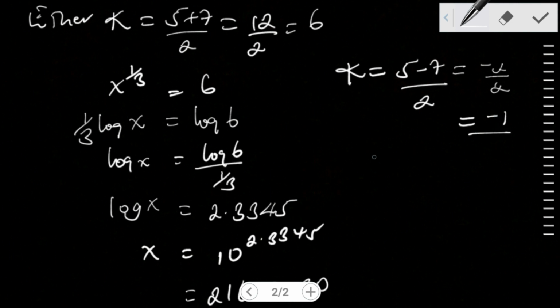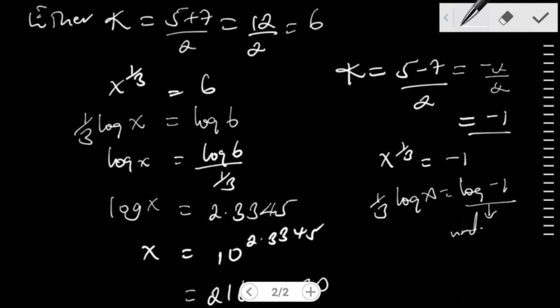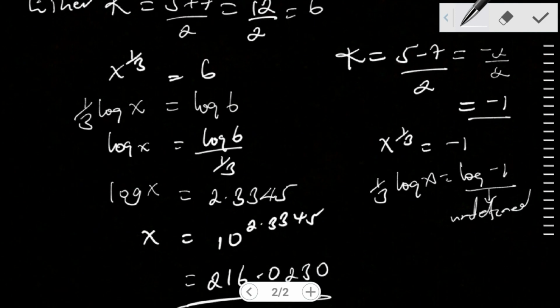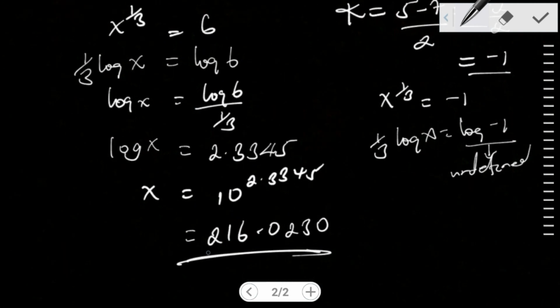And so we're going to say x to the power 1 out of 3 is going to be equal to -1. And so to get the value of x, we're going to say 1 out of 3 log of x would be equal to log of -1, of which this is undefined. And therefore we take our solution for the value of x to be this, because we don't have the logarithm of a negative integer, and therefore the value of x would be this.